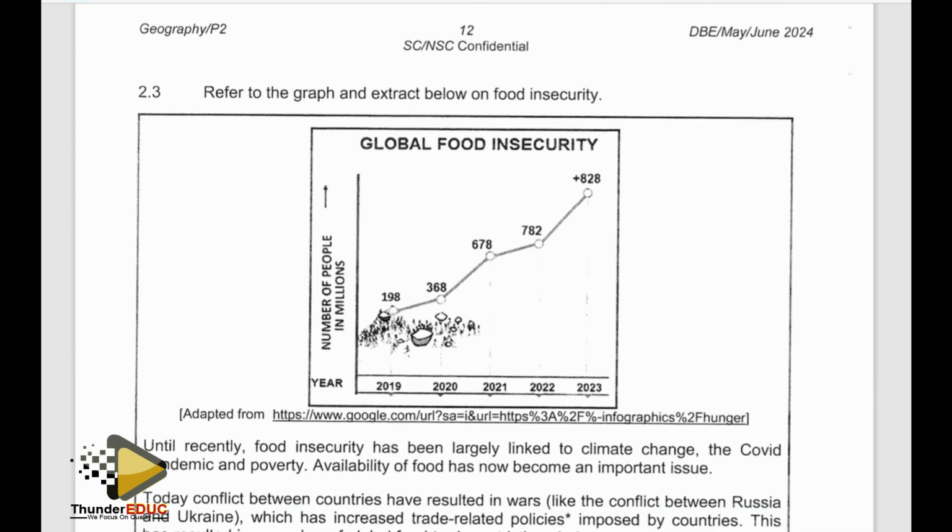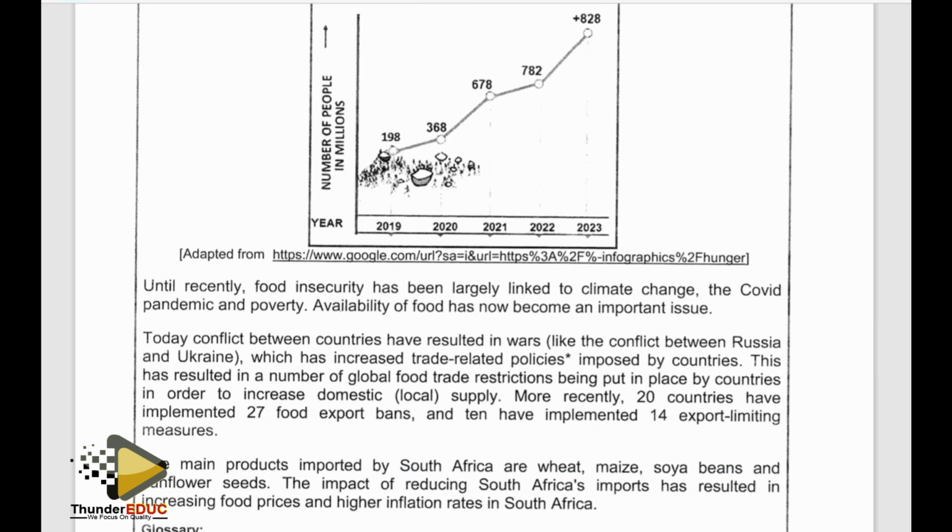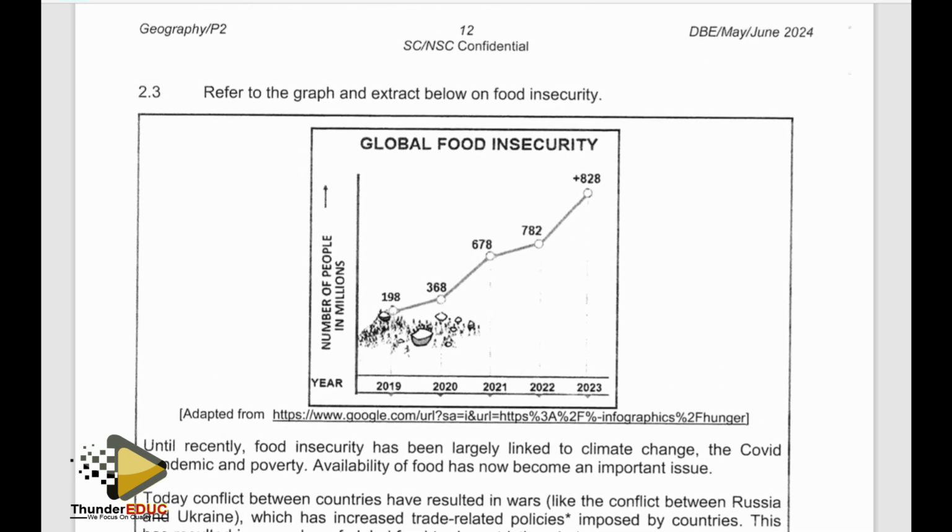Right, we go on to the question of food security. There is a graph which shows global food insecurity, with the number of people in millions, and the trend of food insecurity you can see there, 198, 368, going upwards like that. Let's go to questions.